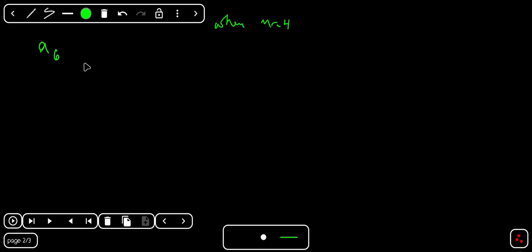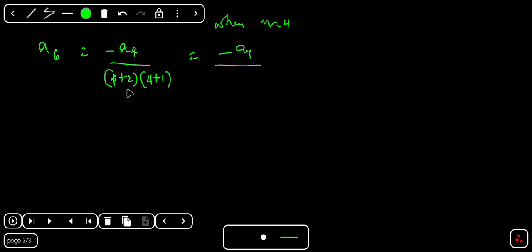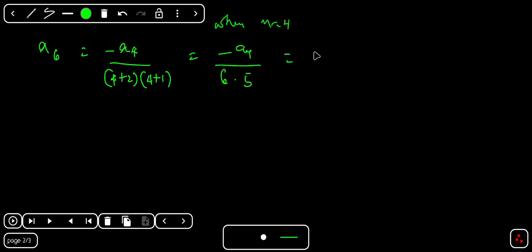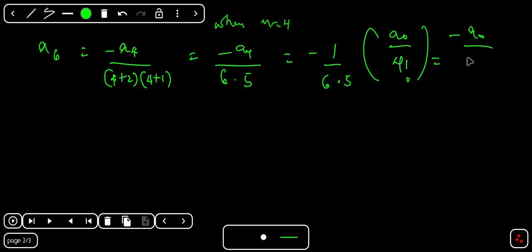So we're going to have a6 equal to minus a4, then over 4 plus 2 into bracket 4 plus 1. So which is equal to minus a4, then over 4 plus 2 is 6, then multiply by 4 plus 1, which is 5. And we already have a4, okay? a4 is a naught over 4 factorial, so we have minus 1 over 6 multiplied by 5 into bracket a naught over 4 factorial.